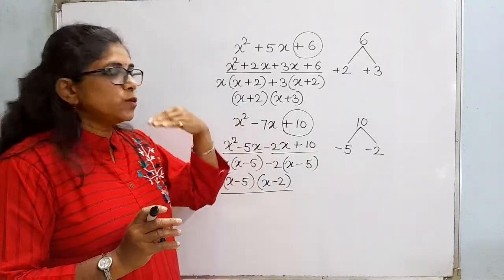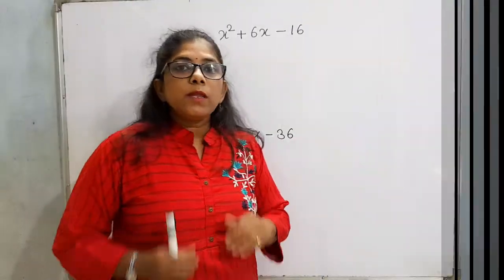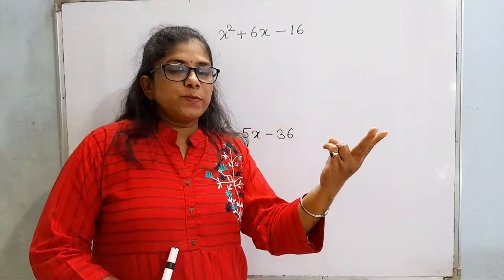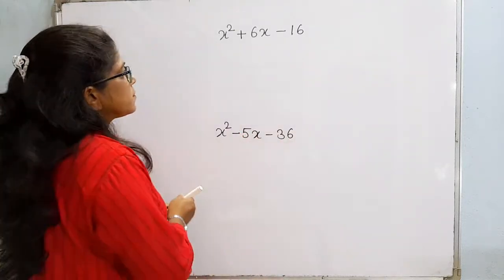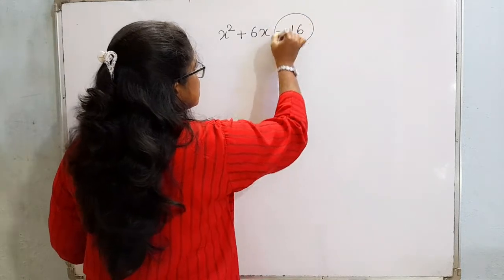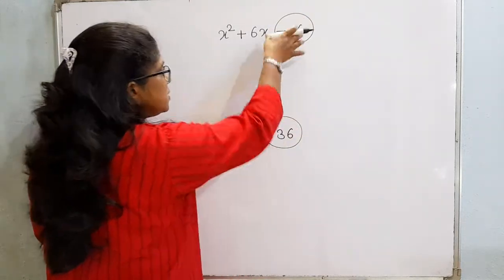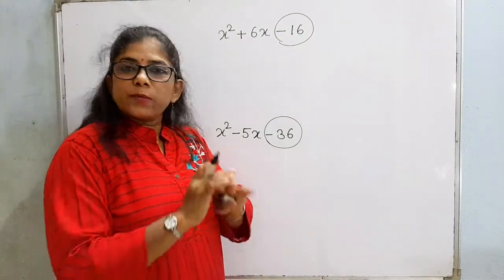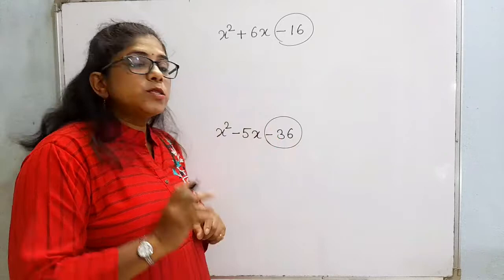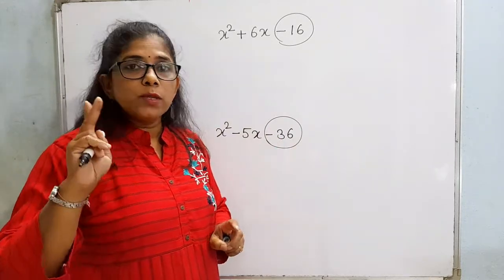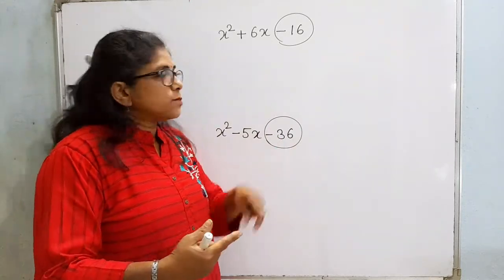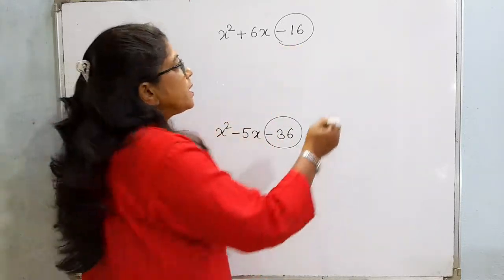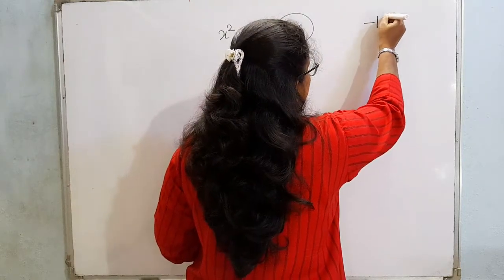So let's move to the next part. Now here are 2 more expressions. Now what is the difference between our first 2 expressions and these 2 expressions? This last term. Now in these 2 cases, the last term is negative. Okay, no problem. Our last term is always the product of the 2 numbers. But what is the difference? Now, when the last term is a negative term, here our product is minus 16.